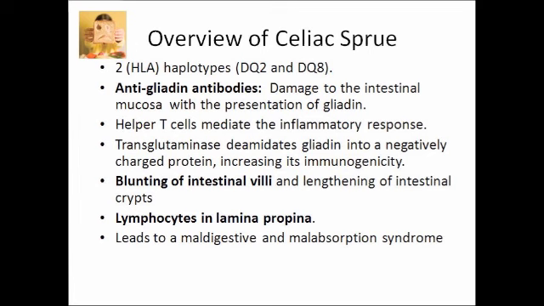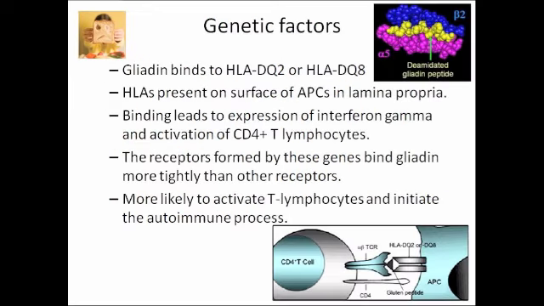The immune system cross-reacts with small bowel tissue, causing a reaction that leads to villous atrophy in the small intestine. This blunting of intestinal villi and the lengthening of intestinal crypts characterize mucosal lesions in untreated celiac sprue. This allows more lymphocytes to infiltrate the epithelium. These lymphocytes go into the lamina propria. The destruction of the absorptive surface of the intestine leads to a maldigestive and malabsorption syndrome.